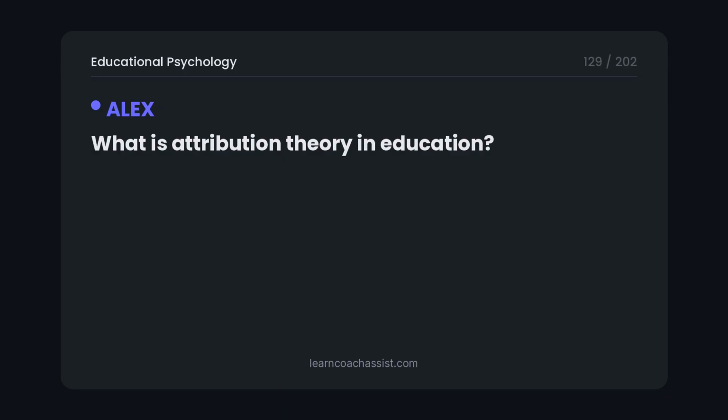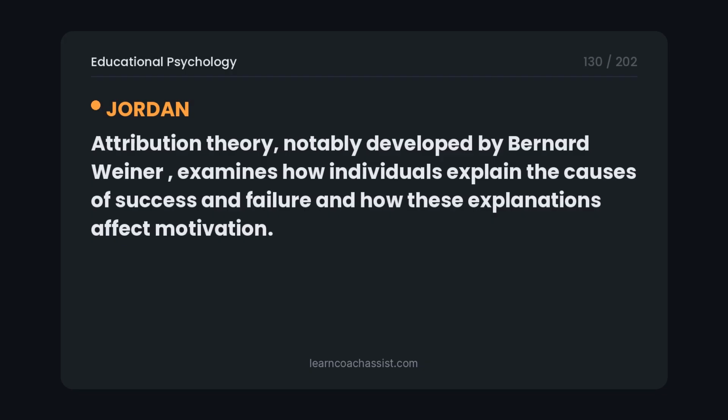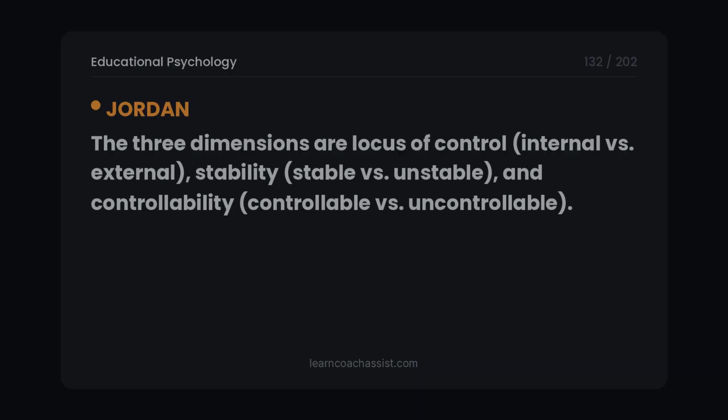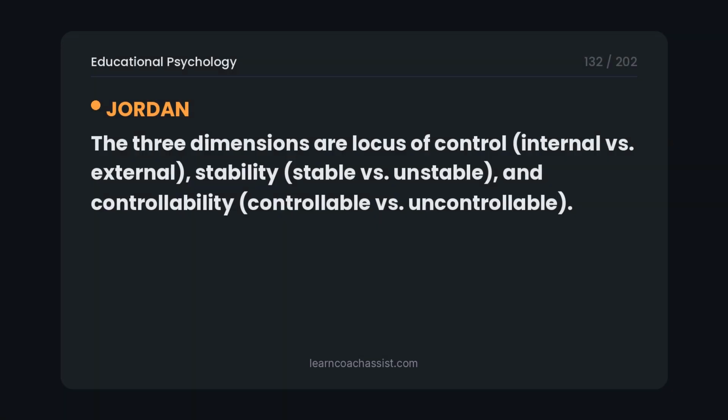What is attribution theory in education? Attribution theory, notably developed by Bernard Weiner, examines how individuals explain the causes of success and failure and how these explanations affect motivation. What are the three dimensions of causal attributions? The three dimensions are locus of control, internal versus external, stability, stable versus unstable, and controllability, controllable versus uncontrollable.